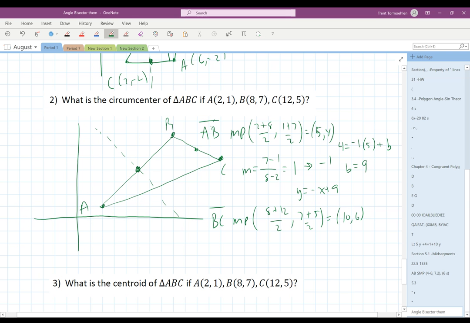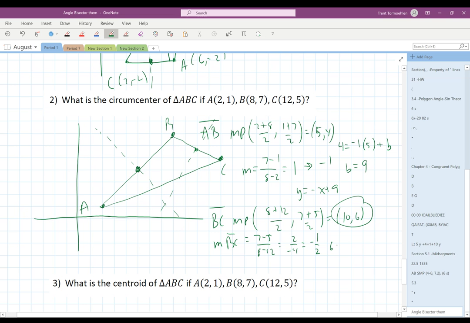And then again, I need to find the slope of BC because mine is going to be perpendicular through the midpoint. So I need to find BC to find the perpendicular slope. So the slope of BC turns out to be 7 minus 5 over 8 minus 12, which gives you 2 over negative 4, or negative 1/2. The point I'm going to choose, again, is the midpoint. It has to be the midpoint, actually.